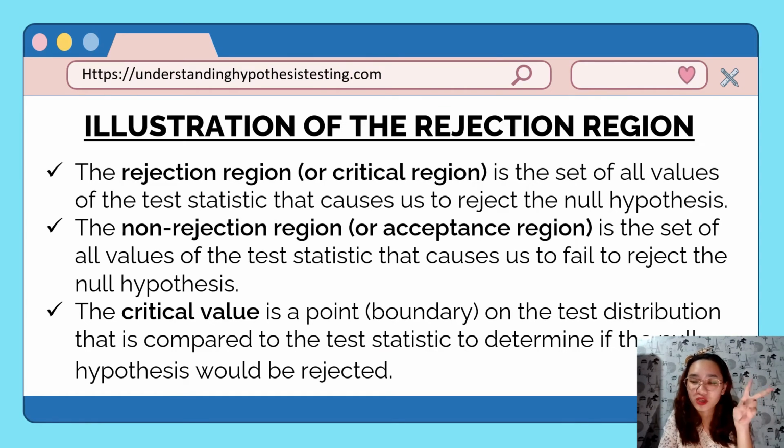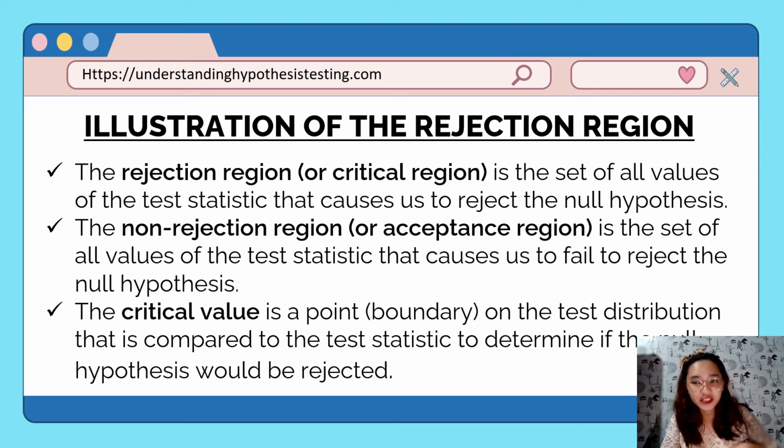So, para malaman natin kung one-tailed o two-tailed siya, babase lang po natin sa ating alternative hypothesis. Kung yung alternative hypothesis natin ay not equal ang symbol, so ibig sabihin two-tailed siya. Kapag naman less than or greater than, one-tailed siya. At kapag less than daw po, left tail.